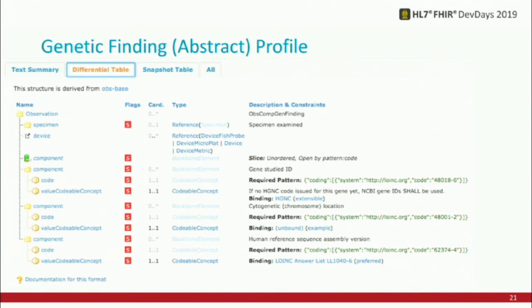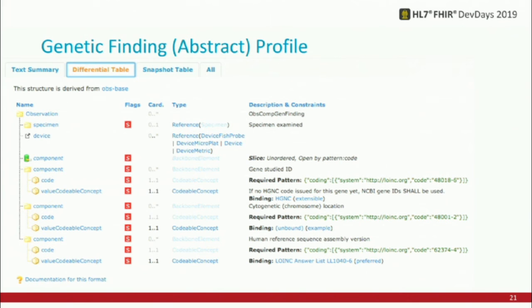This is very, very key to implementation guides and profiles. Of note here, this differential table is only showing the differences between this profile and the base observation that it's derived from. It's not actually going back to the base core observation, it's going to our other profile that we've defined, which is the genetic observation-based profile, which has a couple other components and things that we've defined on there. So you're only seeing how this profile is different from that profile on this page.